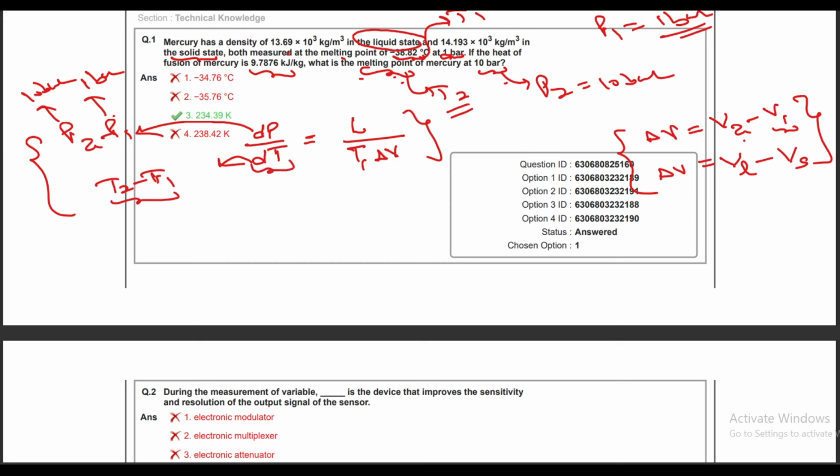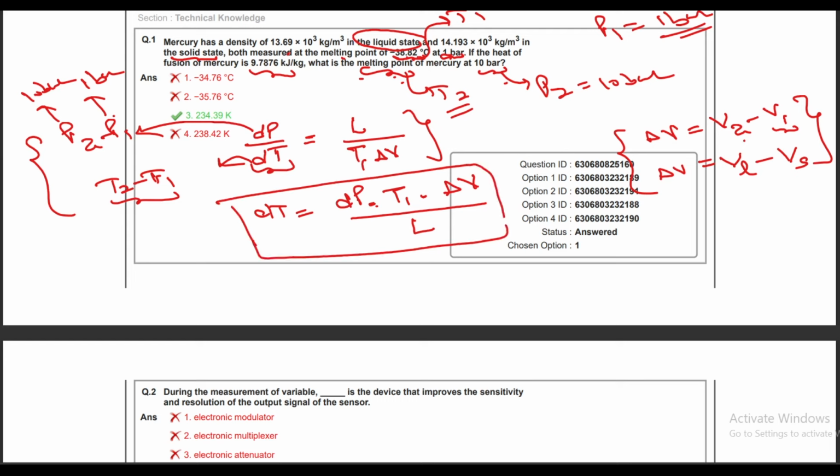Okay, so you have to find the change in volume, and ultimately you have to find the change in temperature, dT. We have the dP value, which is P2 minus P1. We have the initial temperature, that is minus 38.82 degrees. The change in volume we will find, clear, over latent heat. This expression we can use to solve this question.